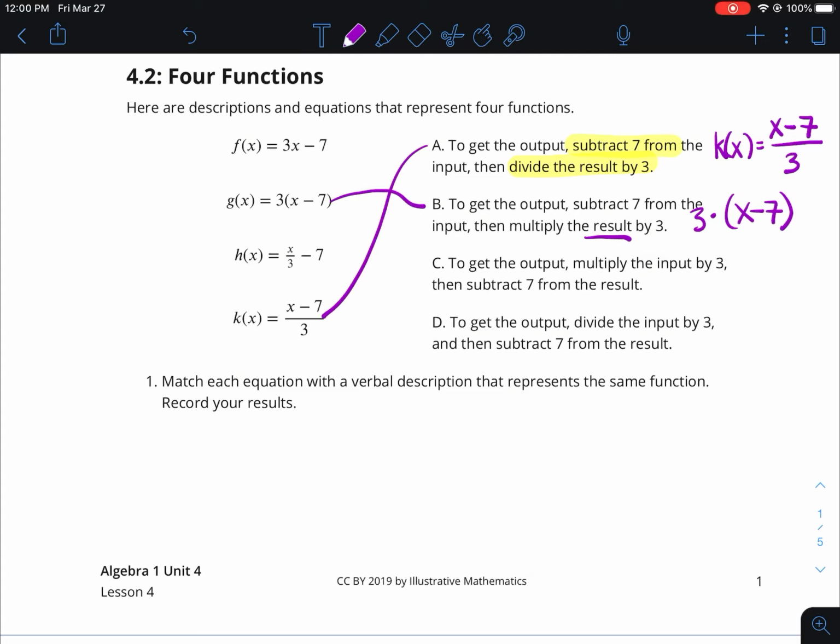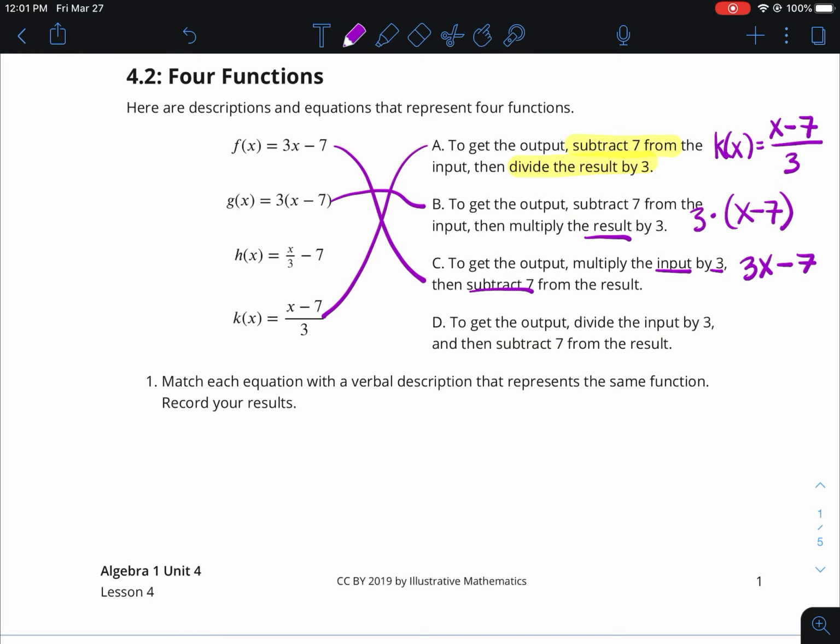For C, to get the output, multiply the input by 3. So that means I'm multiplying by 3 first, and then subtract 7. So then I'll subtract 7. So the difference there was the parentheses. So you have to be really careful. So that should be C.